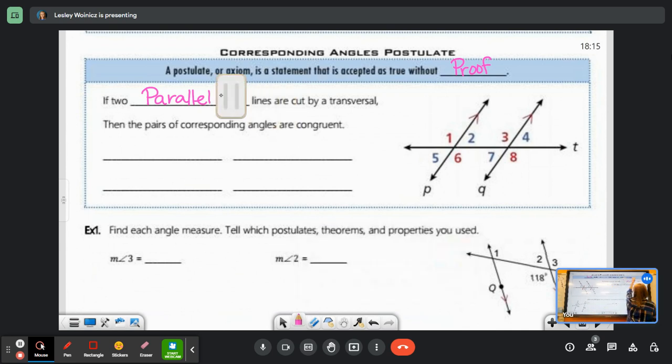You know what? I had kind of a good thing going with my hot pink transversal, so I'm going to make my parallel lines blue so I don't confuse myself. Parallel lines are cut by a transversal. So here's my transversal. Okay. Then the pairs of corresponding angles are congruent. Now this is super important because yesterday we learned how to identify corresponding angles. So now we're saying that if those lines cut by a transversal are parallel, our corresponding angles get to be congruent. That means angle 1 is congruent to angle 3.